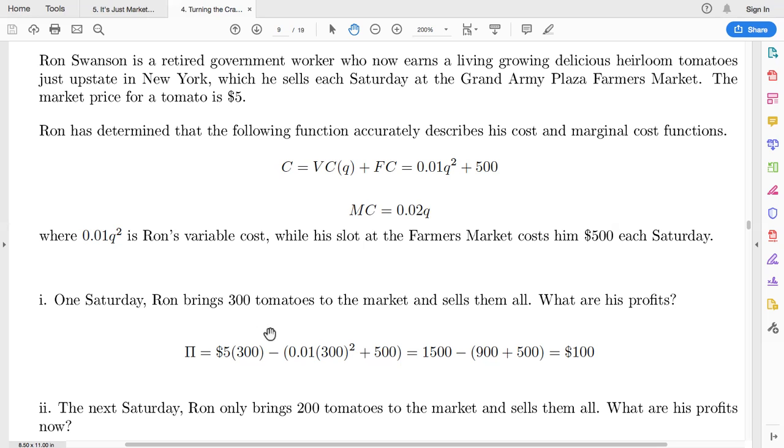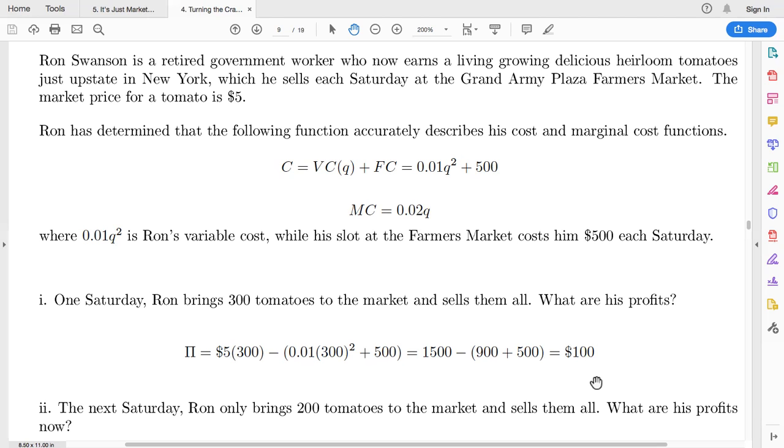And then, of course, his total revenue. So we see this is the total cost portion right here. So we just plug in 10% of 300 squared, plus the fixed cost. And then we have the total revenue portion, which is just the market price times how many he sells. And so his total revenue is $1,500. His total cost is $1,400, and he has profits of $100. So when he takes 300 tomatoes to the market, he goes home with $100 in profits.